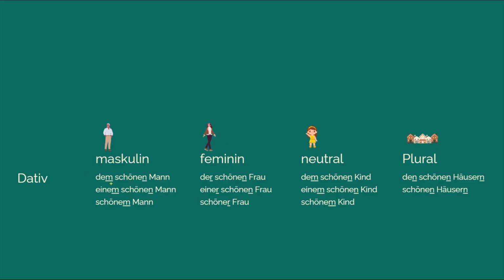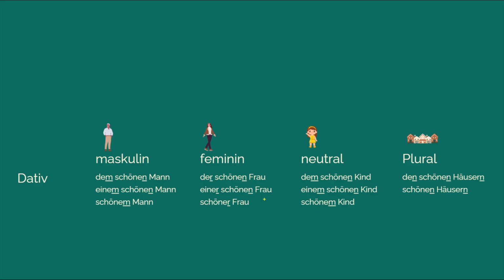So it's dem for the article, and then the adjective needs an N. And I'll give you a great tip on the adjective endings for the dative in a minute. So dem schönen Mann, definite article, einem schönen Mann, indefinite article. Let's move on to the feminine. Der schönen Frau. So the signal ending for the dative feminine is the R. Der schönen Frau. Indefinite article, einer schönen Frau.